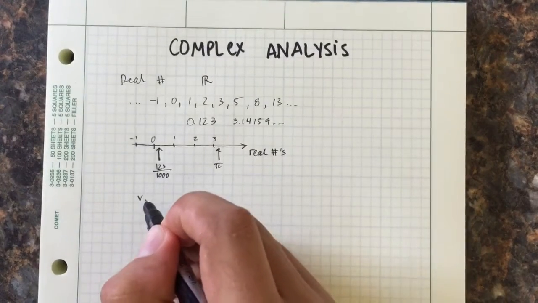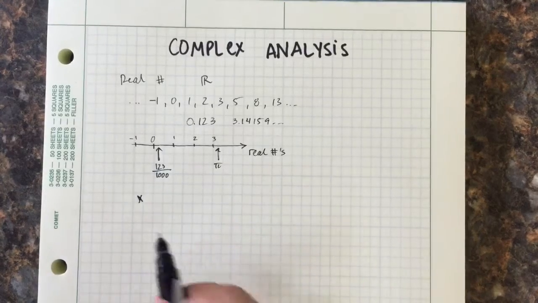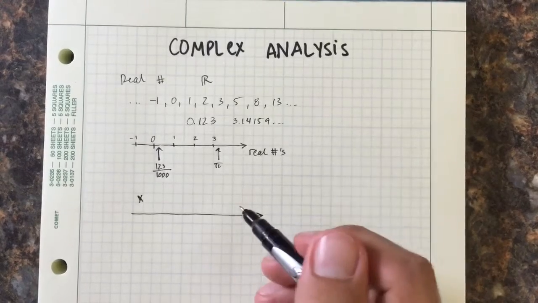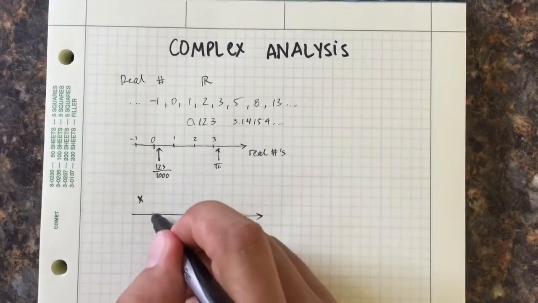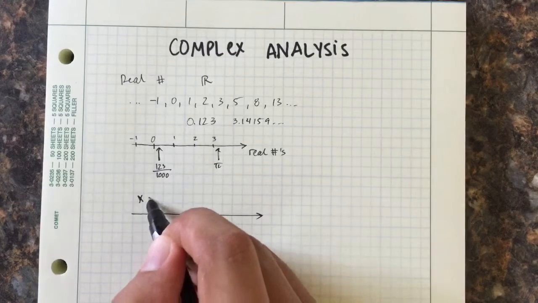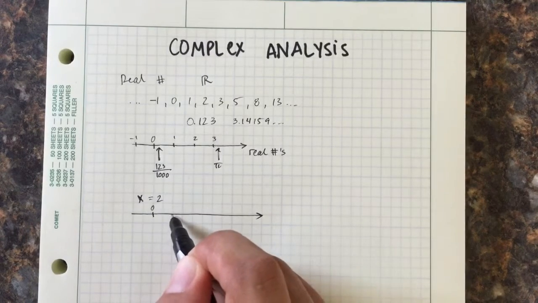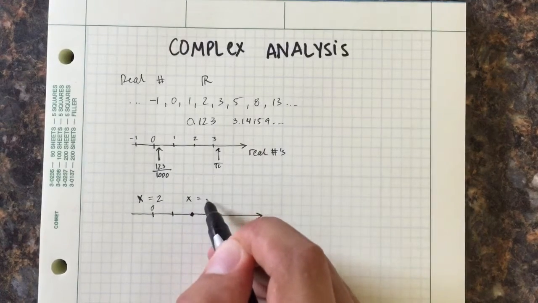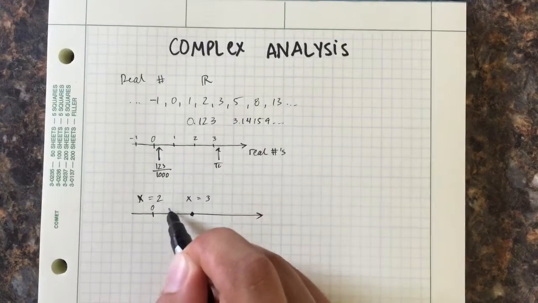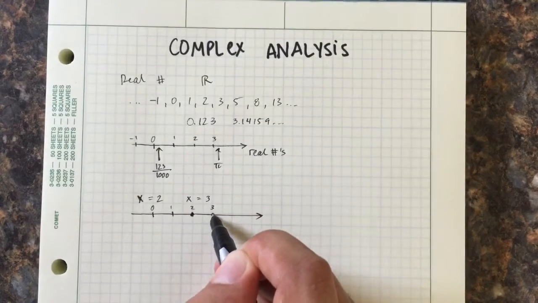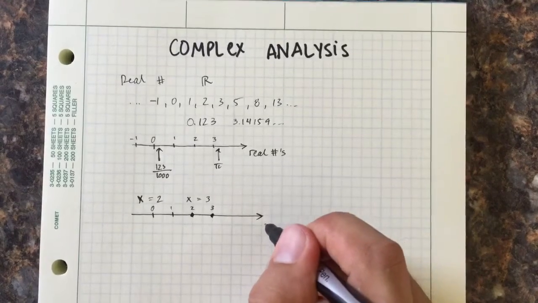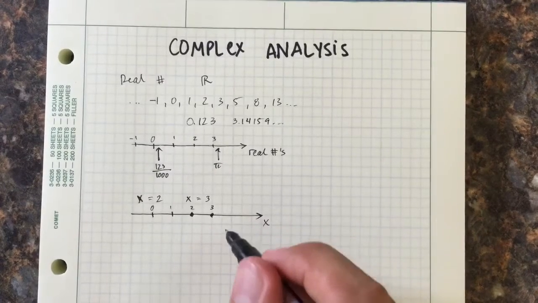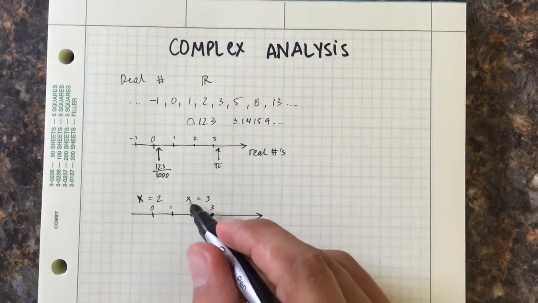Imagine you had some variable, let's call it x, and you were putting different real numbers into x and you wanted to plot them. So let's say x equals 2. We'd have 0 here, 1, 2. Here's our number 2. If x equals 3, 1, 2, 3. Here's our new x. We call it the x-axis. On this axis is where we put the numbers that x takes on.